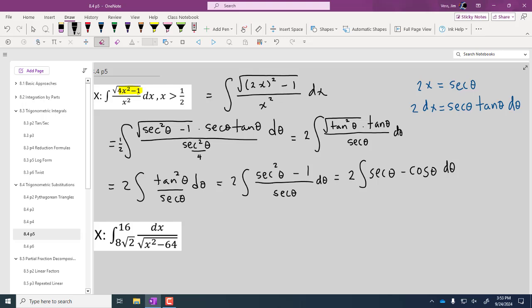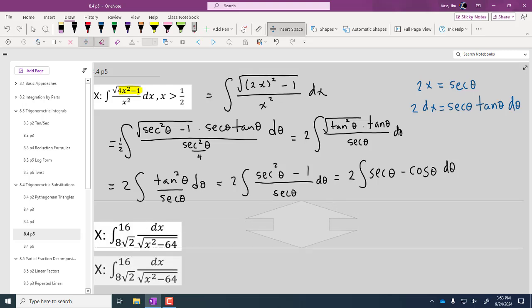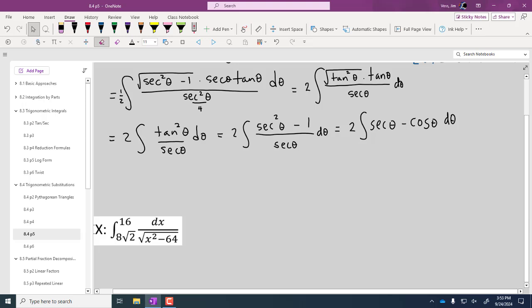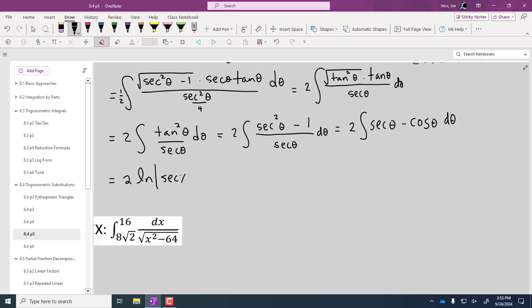All right, any questions on this? So tan squared is secant squared minus 1, hypotenuse minus leg. And then with the secant, we split the fraction. And then we integrate. Integral of secant. Do we remember? Secant x plus tangent x. Natural log secant plus tangent, absolute value. Should be thetas.